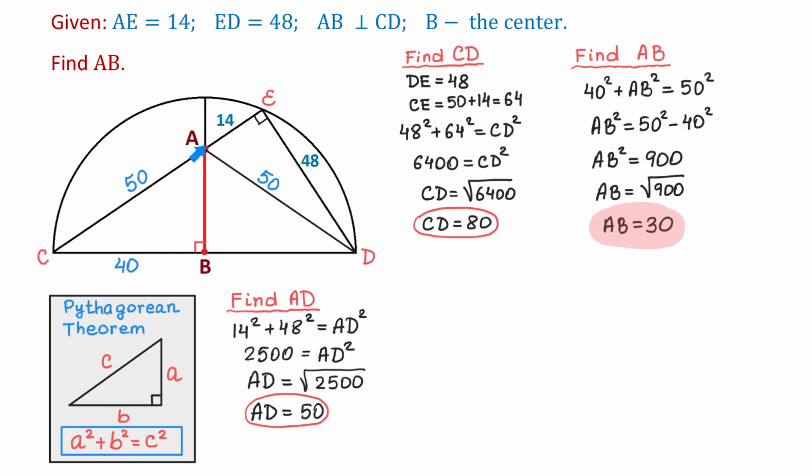So we found length AB, and it is 30 units, and now the problem is completed.